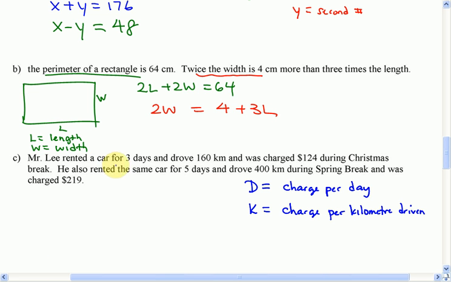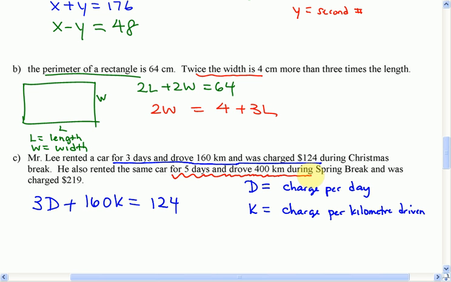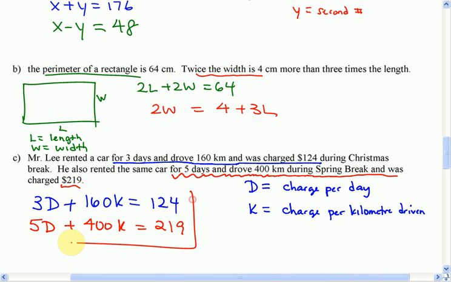Okay, so help me out. Let's go back and read the question again. He rented a car for 3 days, drove 160, charged 124. Help. What's the equation? 3D plus 160K equals 124. Sweet. He also rented the same car for 5 days, drove 400 kilometers during spring break, and was charged 219. 5D plus 400K equals 219. Congratulations. Done.